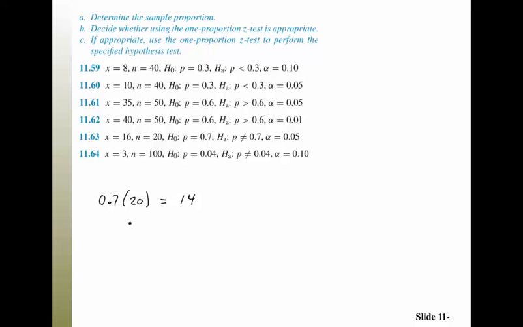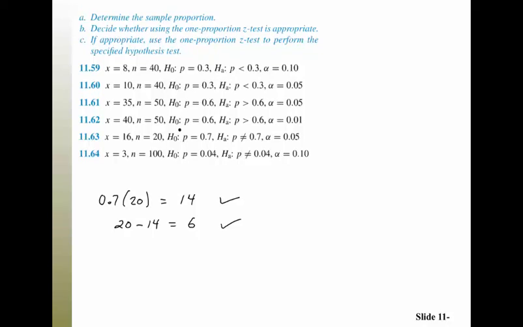And we're going to look at what? 20 minus 14, which is 6. So the hypothesis that we're testing would indicate a number of successes of 14 and a number of failures of 6. Is it appropriate to use the hypothesis test? Yeah, it's okay. This was from our sample, so this is what we're going to compare it against. But it's based on the null hypothesis that we declare whether or not we can use the test or not. So yeah, we're good.